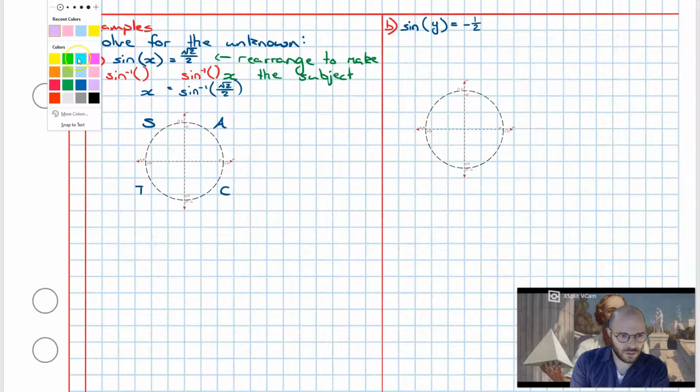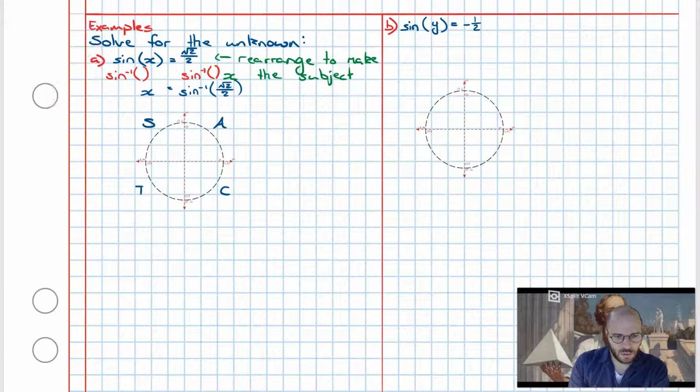Now, here's where we need to be careful. What we're going to do is try and identify where sine is positive. The reason for that is because if we're looking at the inside of the inverse sine function, we're dealing with a positive value here. So we ask ourselves, where is sine positive? And we understand from our all stations to central, sine is going to be positive in the first quadrant, and it's going to be positive in the second quadrant.